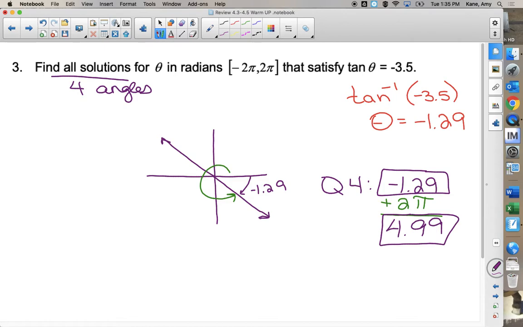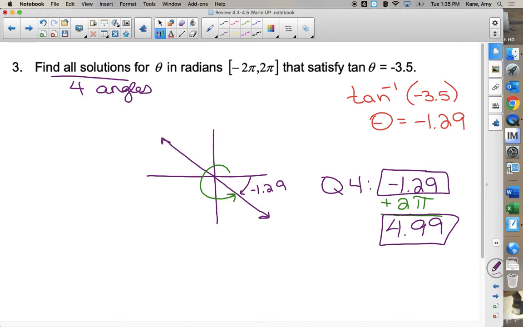Why are you adding 2 pi instead of taking 1.29 from 2 pi? You could do that too. It's going to get you the same exact answer. Either way, it's going to give you the same exact answer. So you could take 2 pi minus 1.29 and you're still going to get 4.99. So it just kind of depends on how you're thinking about spinning around the circle.